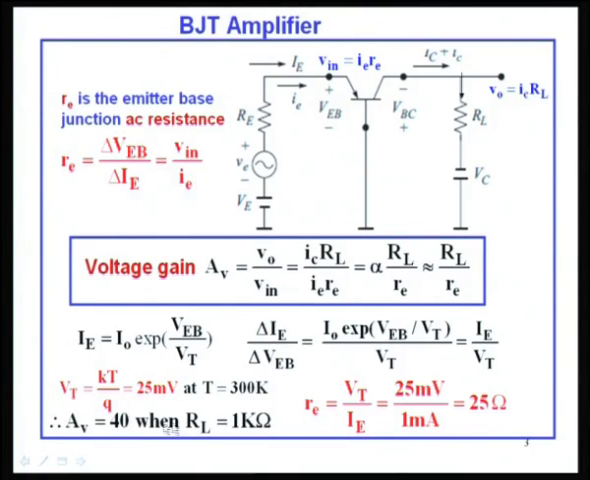So, the voltage gain now will be R L by r_e, that is 1 kilo ohm divided by 25 ohms, that is 40. So, you will get a gain of 40 if the DC current is set at 1 milliampere.